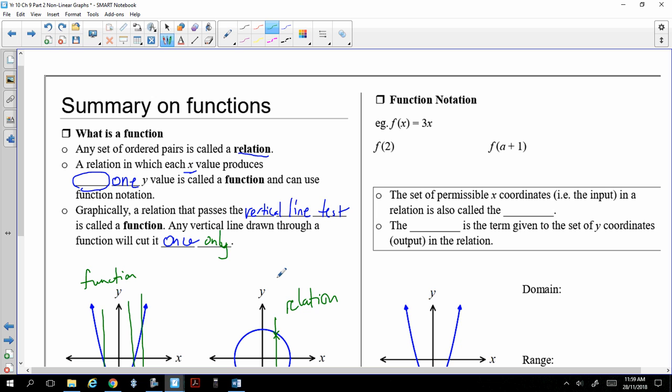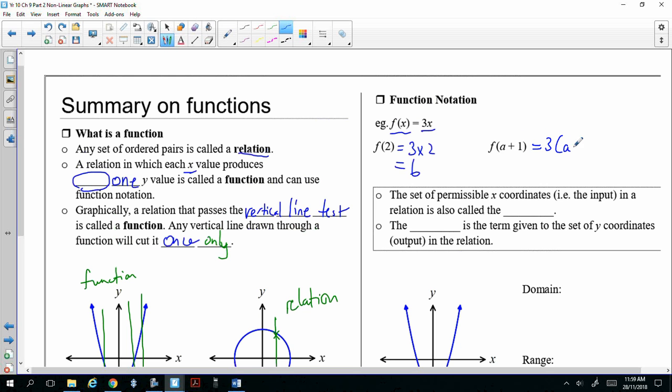Alright, continuing on, we're going to look at the function notation. What's a function notation? A function notation looks like this, denoted by f of x equal to 3x. So I could work out what that is. So 3 times 2, which is 6. And the other one, a plus 1. So you replace x by a plus 1, which is 3a plus 3.